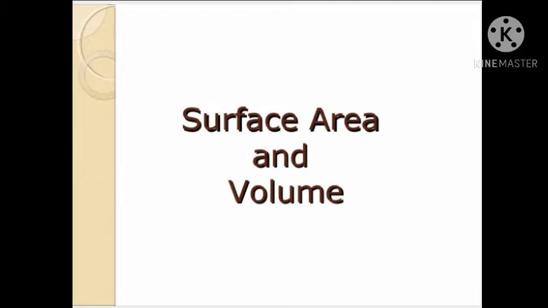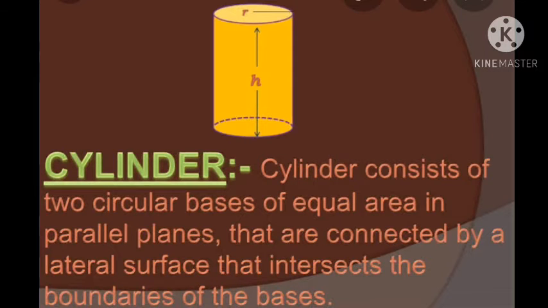In this video, we are going to discuss cylinder and exercise 10.2 problems related to chapter 10, surface areas and volumes. Definition of cylinder. A cylinder consists of two circular bases of equal area in parallel planes that are connected by a lateral surface that intersects the boundaries of the bases.